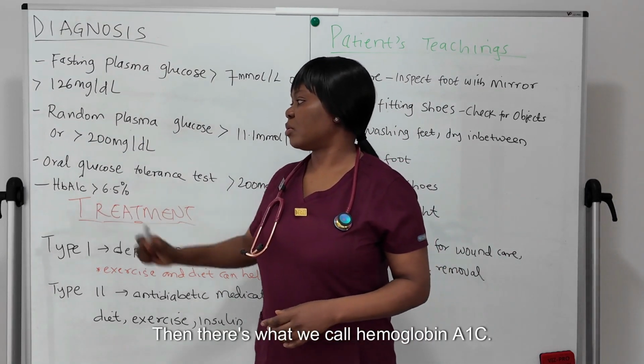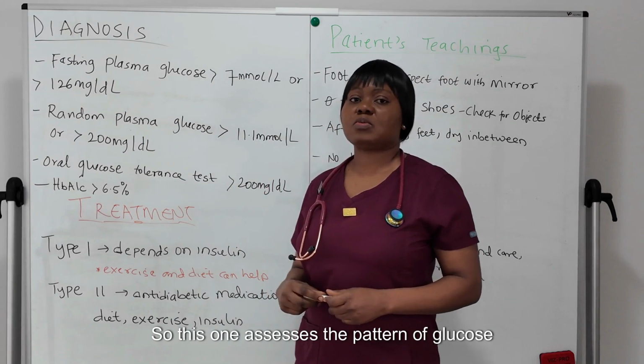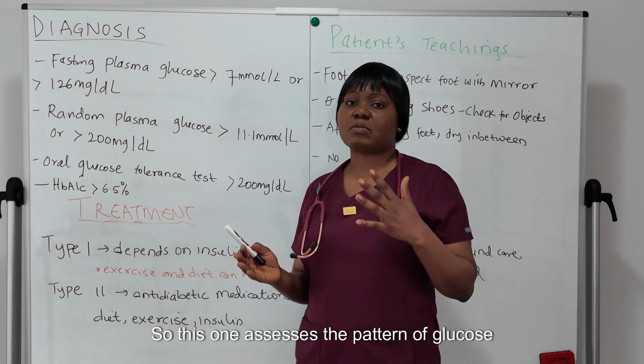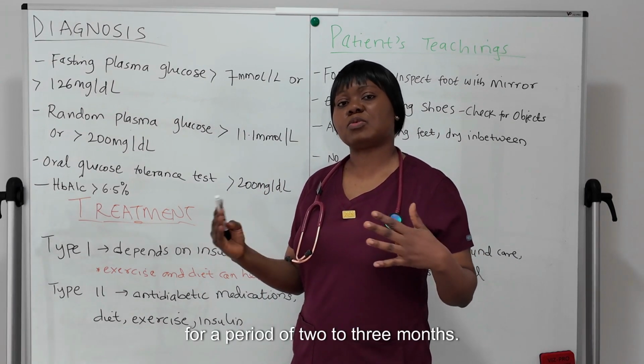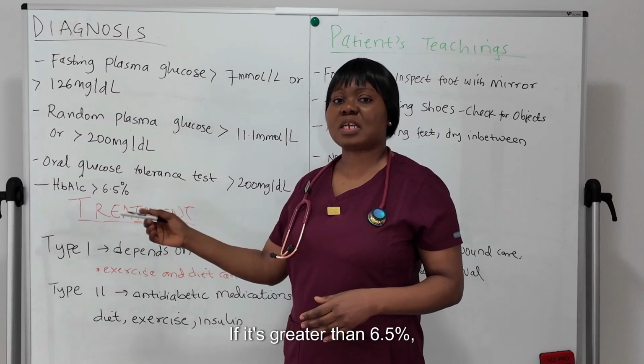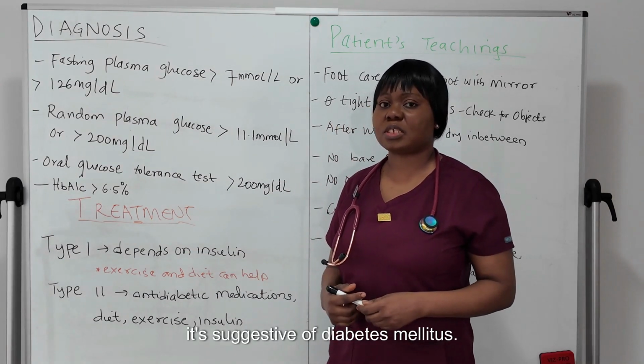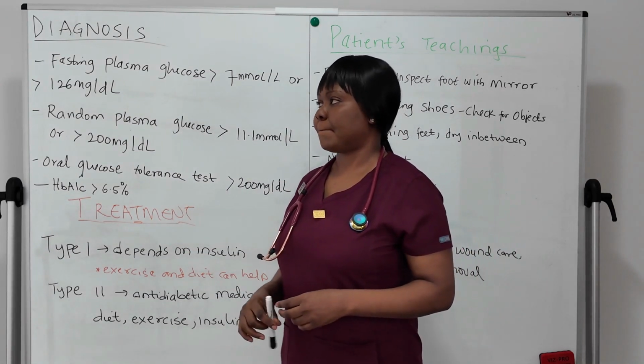Then there's what we call hemoglobin A1C. This one assesses the pattern of glucose in the system over a period of 2 to 3 months. If it is greater than 6.5%, it's suggestive of diabetes mellitus.